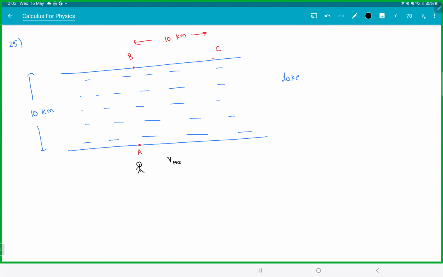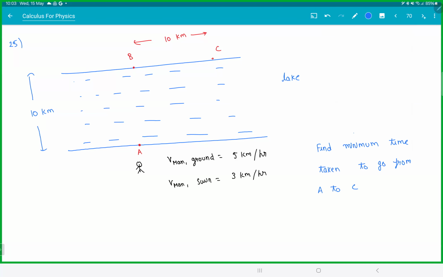The velocity of the man when he's running on the ground, he can run with a speed of 5 kilometers per hour. But the same person, when you tell him to swim, swimming is more difficult. Speed actually decreases to 3 kilometers per hour. Now this person wants to go from A to C. Find the minimum time taken to go from A to C.